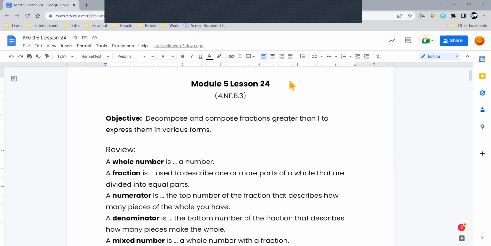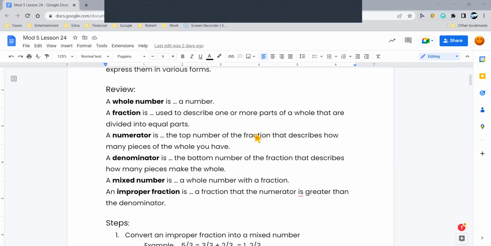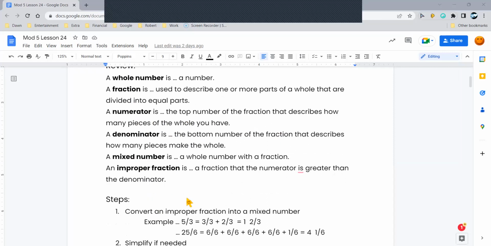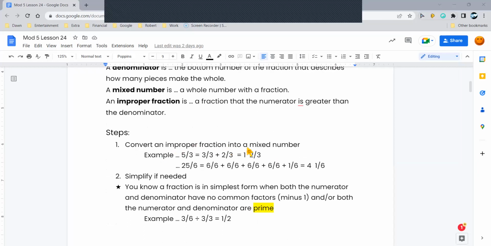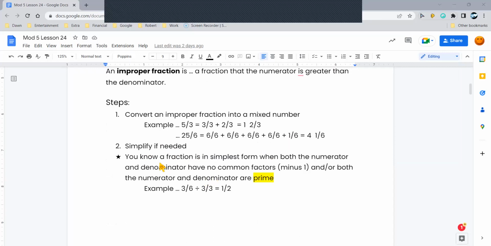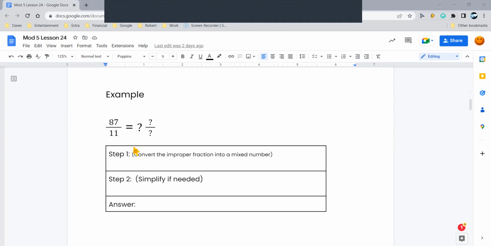We are going to practice decomposing and composing fractions greater than 1 to express them in various forms. So here are vocabulary words: whole number, fraction, numerator, denominator, mixed number, and improper fraction. Here are our steps we're doing today. We're going to convert an improper fraction into a mixed number. And then at the end, if we need to, we're going to simplify and make sure we have our prime numbers, or our numbers that we can't take other numbers out of. Let's go look at our example.